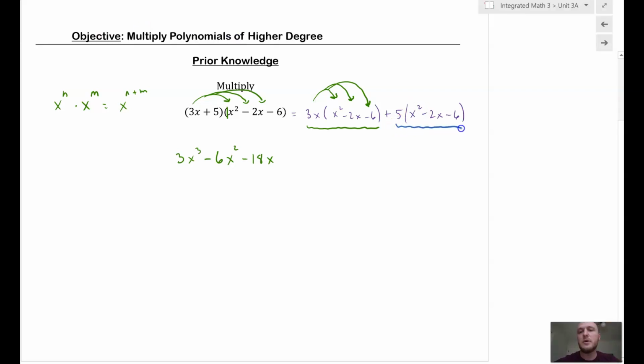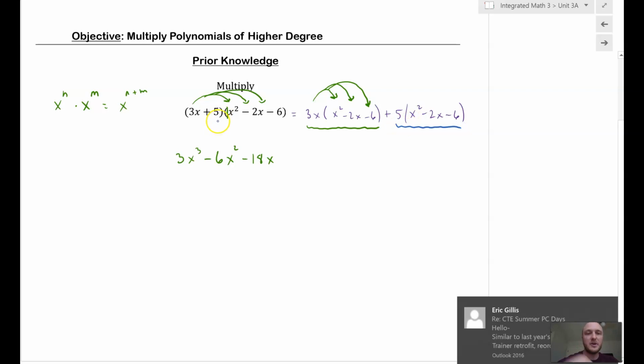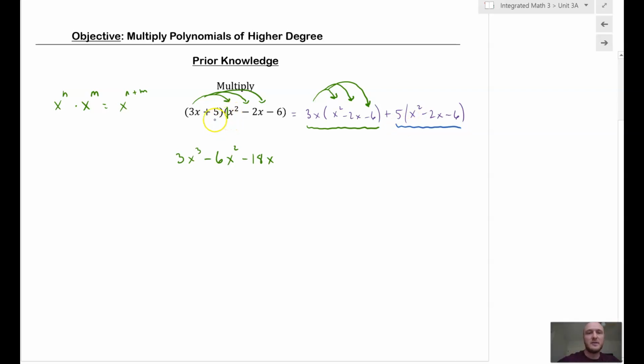Now I'm going to distribute the second term. I'm going to multiply the 5 times all of these terms. So I have 5 times x squared, well, that is 5x squared. And 5 times negative 2x would be negative 10x. And 5 times negative 6 is negative 30.